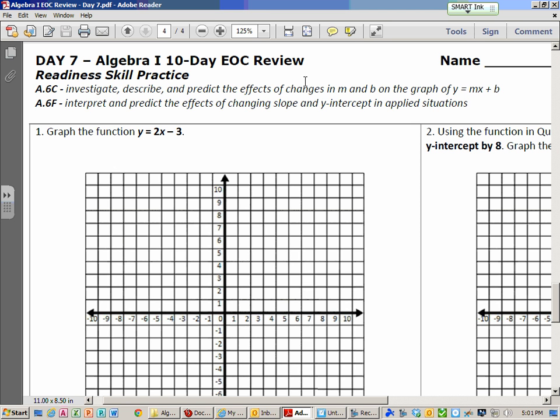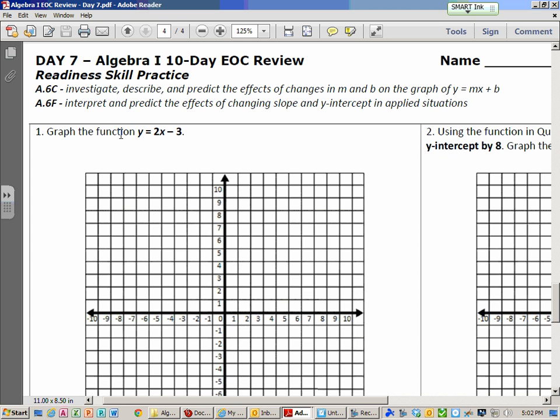It is day 7 of the Algebra 1 10-day EOC review. Today, you're going to be looking at investigating, describing, predicting the effects of changes of M and B on your equation. So we're really looking at slope and y-intercept and how we change those things. Like when you manipulate it, when you change the slope a little or change the y-intercept of it a little, how does it affect the graph, right?